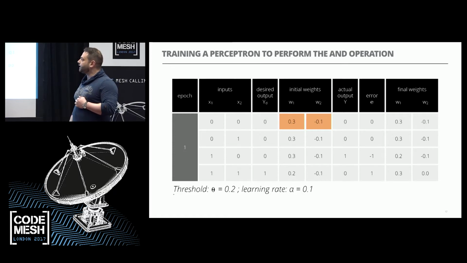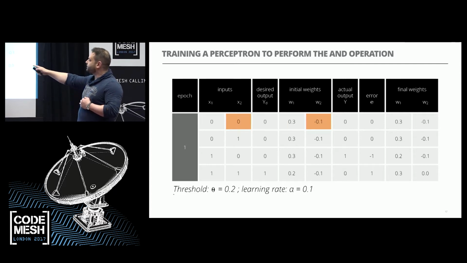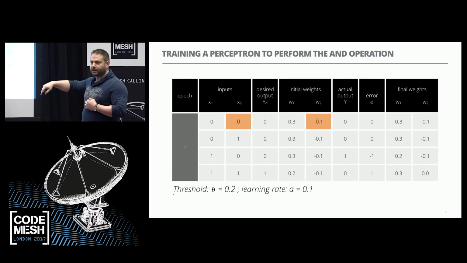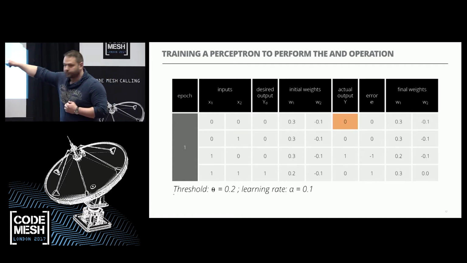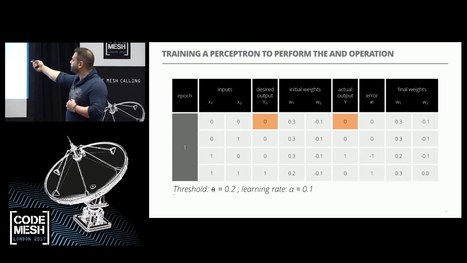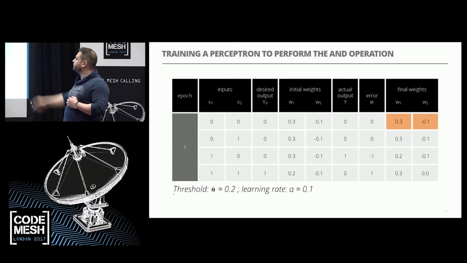And now we're going to calculate the output, right? So we have to do the dot product. That's 0 times 0.3 is 0, plus 0 times minus 0.1 is 0. Threshold is 0.2, so it's less than the threshold. So the actual output is 0. But for 0 and 0, we expect 0. So the error is also 0. So we don't do anything with the weights.